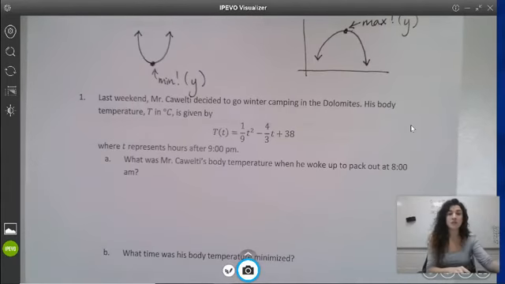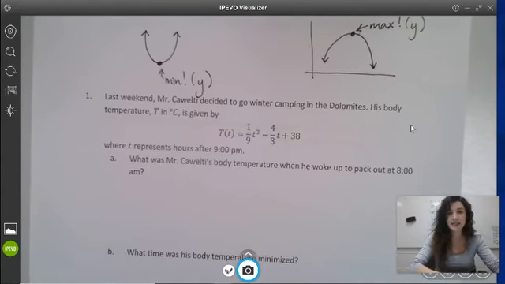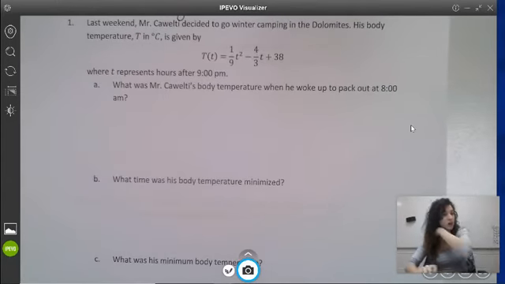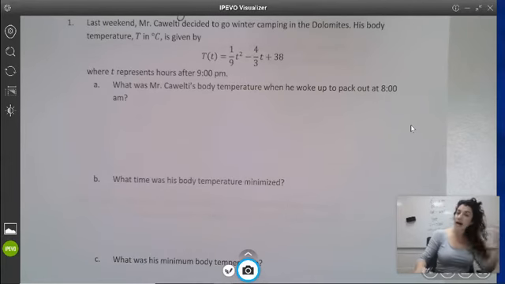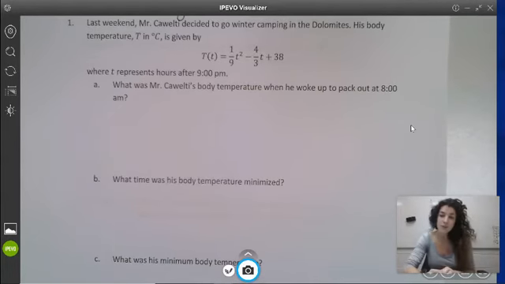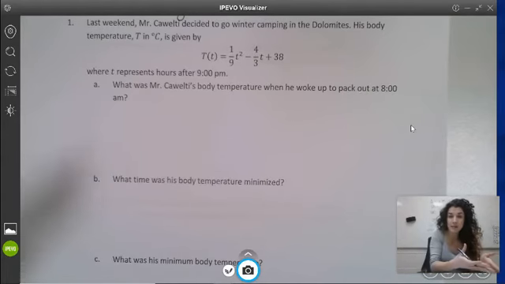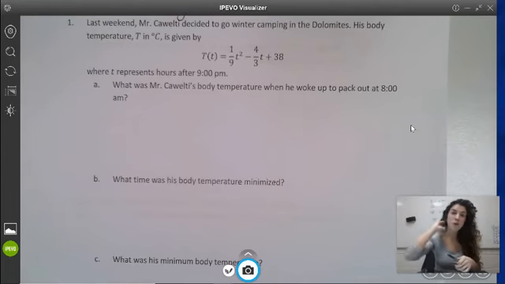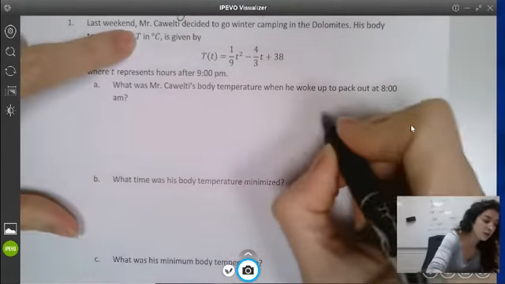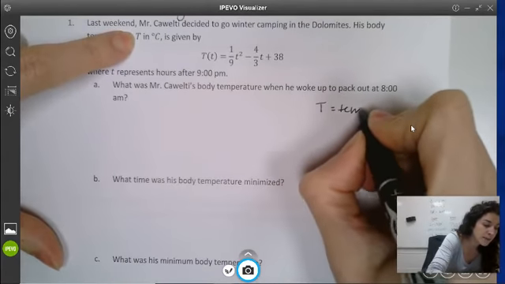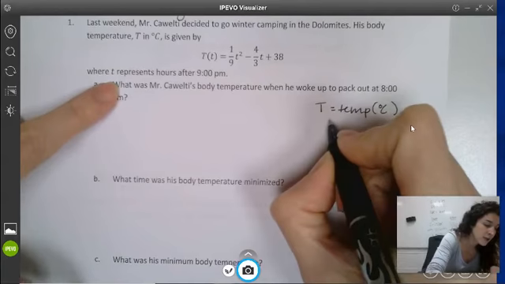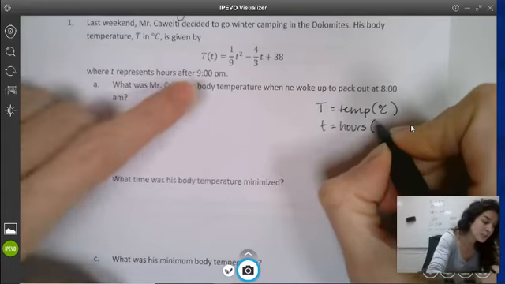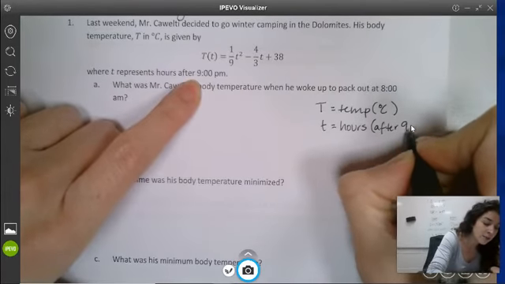Okay. Last weekend, Mr. Quilty decided to go winter camping in the Dolomites. His body temperature, capital T in degrees Celsius, is given by this equation, where lowercase t represents the hours after 9 p.m. I do think it's important on problems like these to label. I know it says what your variables are, but just really quickly, just for you to solidify it in your brain, but also as a quick reference point, write down capital T equals temp in degrees Celsius, lower t equals hours, and specifically after 9 p.m.